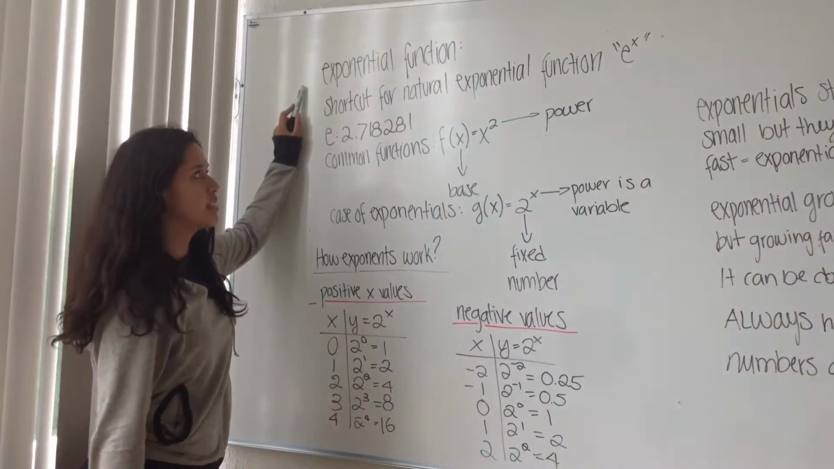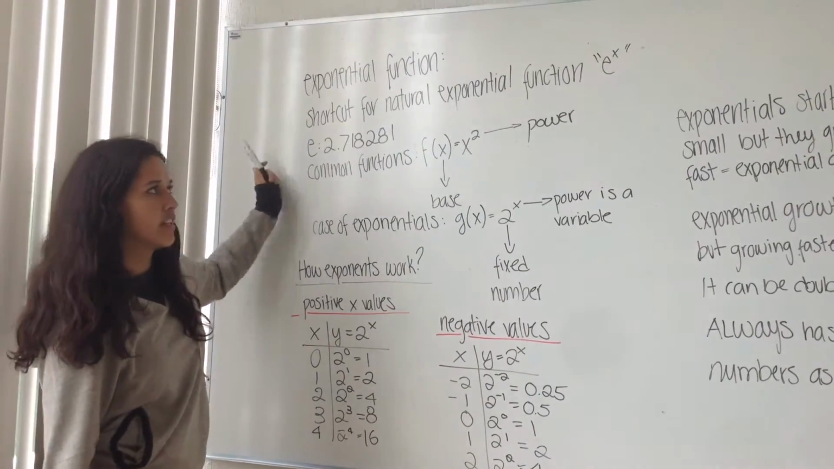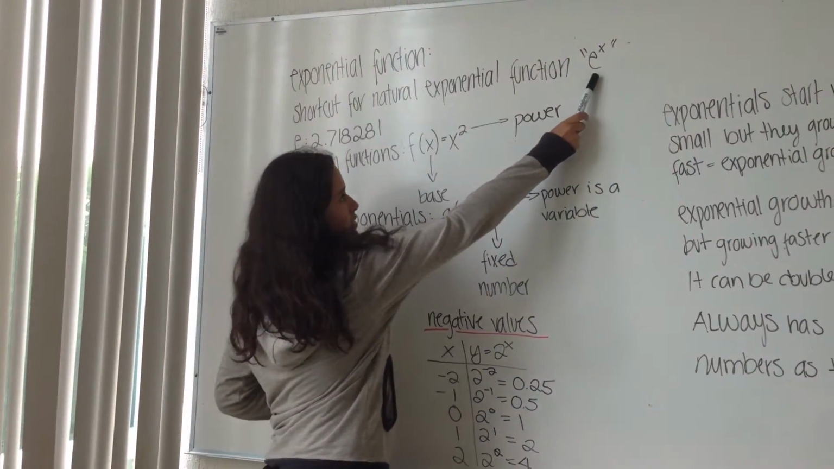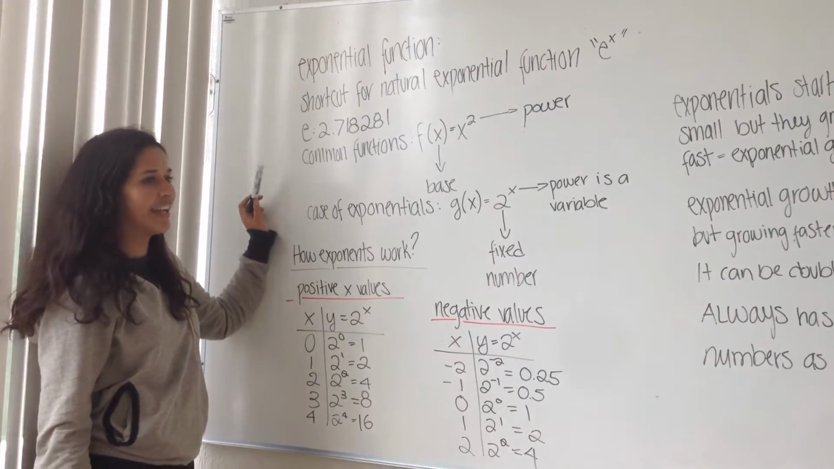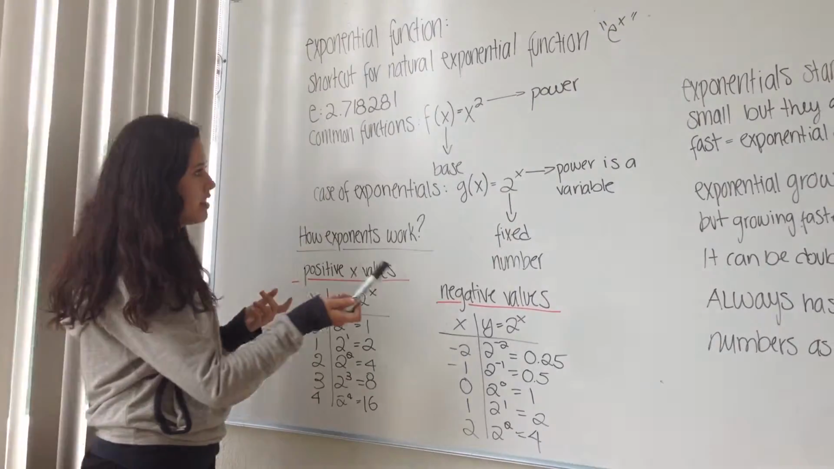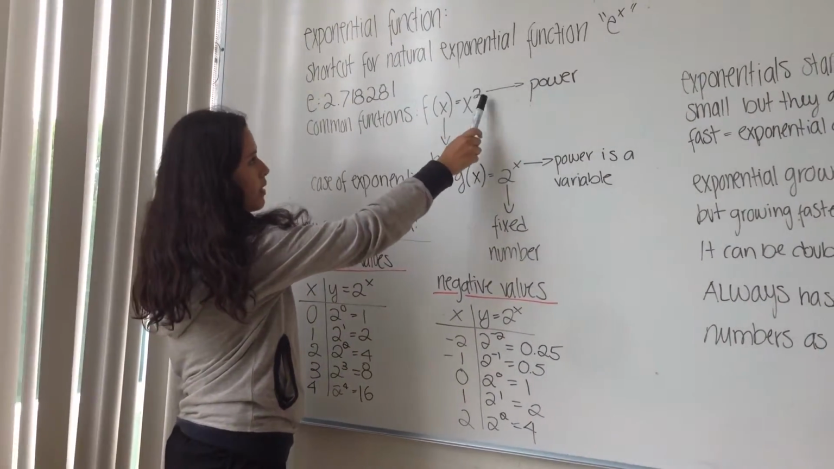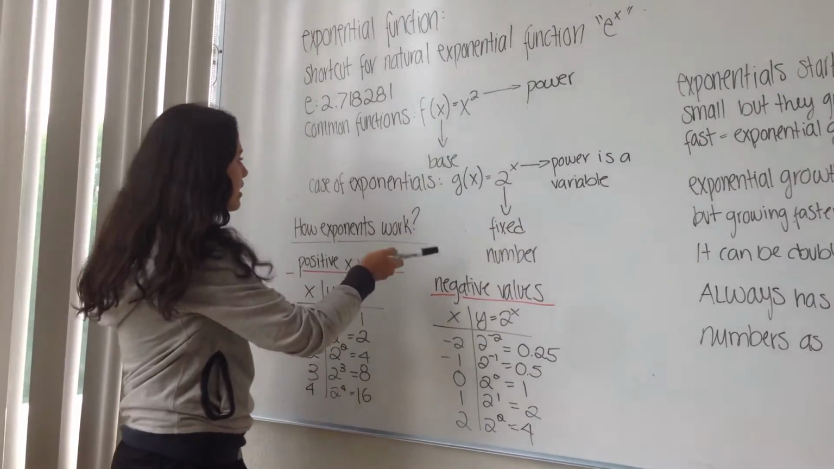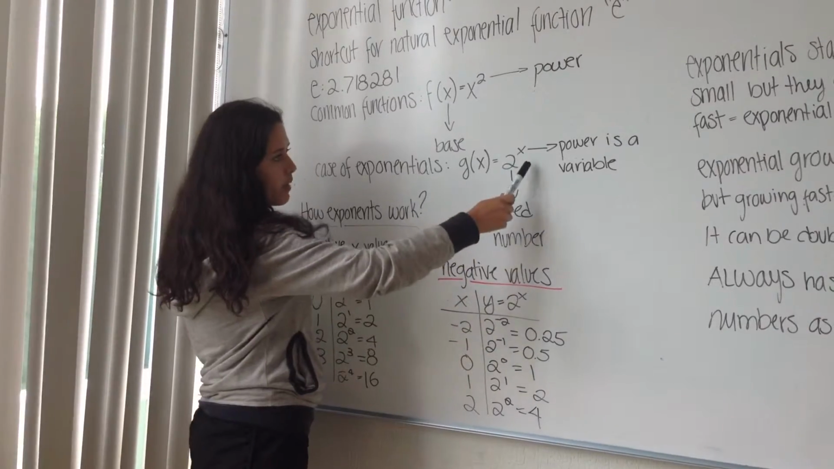I'm going to explain the exponential function. The exponential function is a shortcut for the natural exponential, and it's represented as e to the x. The value is 2.718281. So we know the common functions, and they work like this: you have a base that is a variable, and the power is a number. But in the case of the exponential, the base is a fixed number, and the power is a variable.